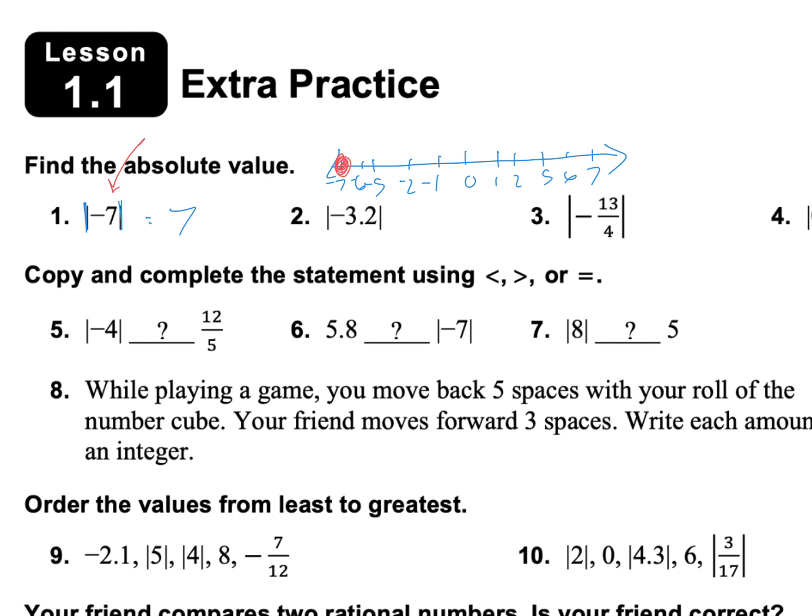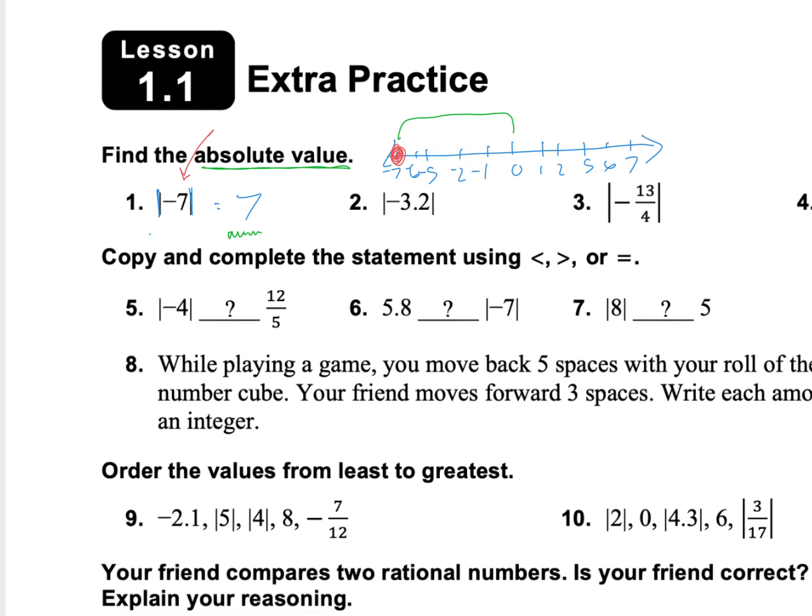The question basically is, how far is that number? What is its absolute value? What is its distance from 0? And I think that you know that the answer is it's 7 steps away from 0. So that's why the absolute value of negative 7 is 7.